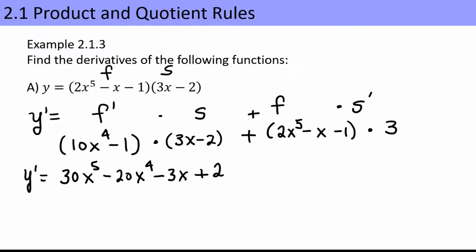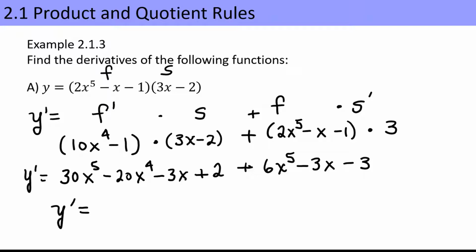And then let's distribute the 3 for the second part. So we'll have plus 3 times 2 is 6, and then we have x to the fifth, minus, distributing the 3, we get 3x, and again distributing the 3, you get negative 3. Now we can combine like terms, and we'll be done.